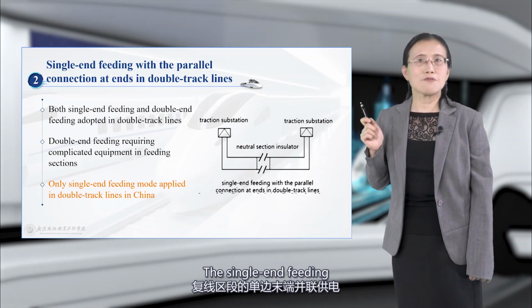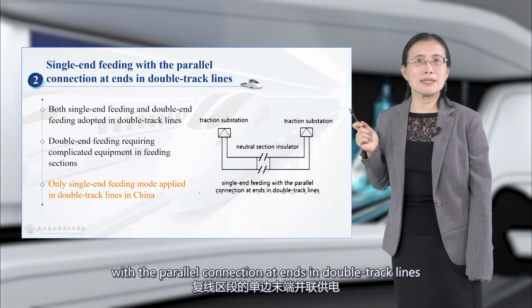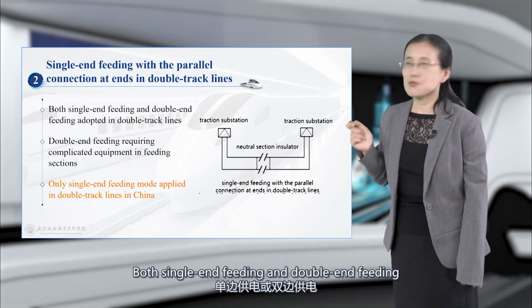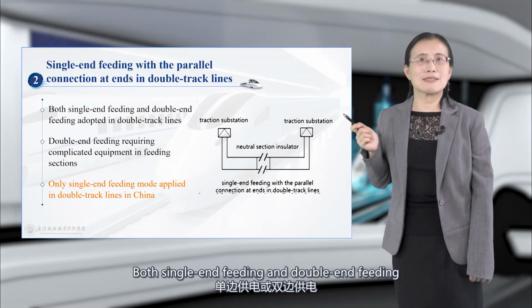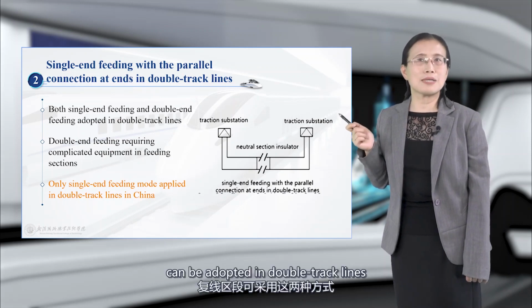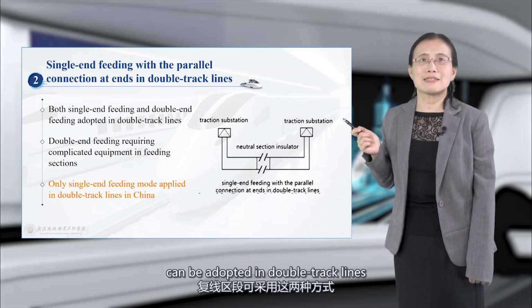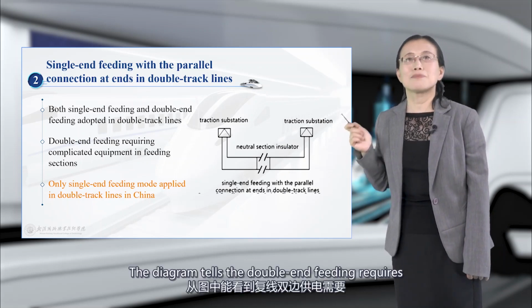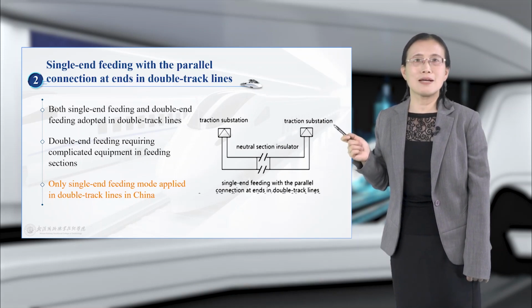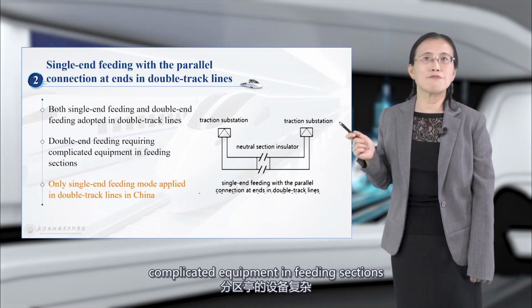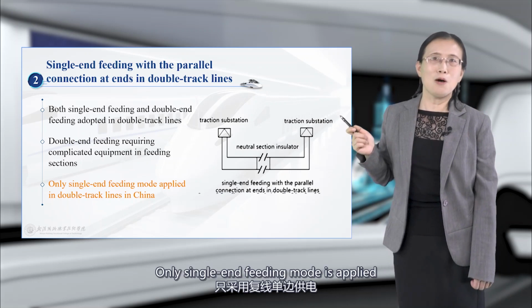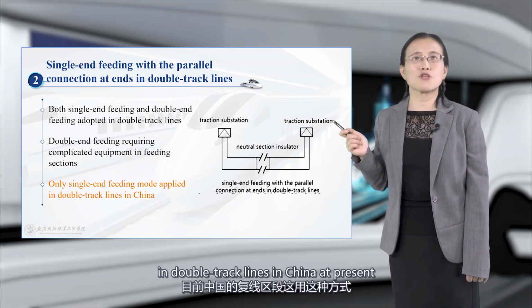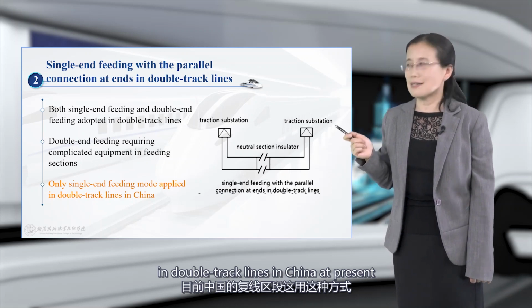The single-end feeding with the parallel connection at ends in double-track lines. Both single-end feeding and the double-end feeding can be adopted in double-track lines. The diagram tells the double-end feeding requires complicated equipment in feeding sections. Only single-end feeding mode is applied in double-track lines in China at present.